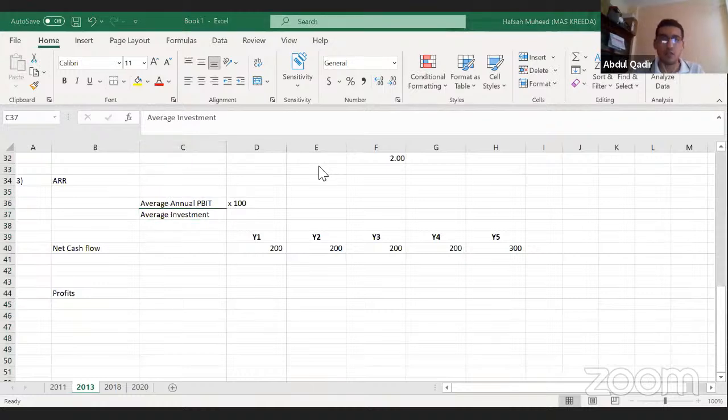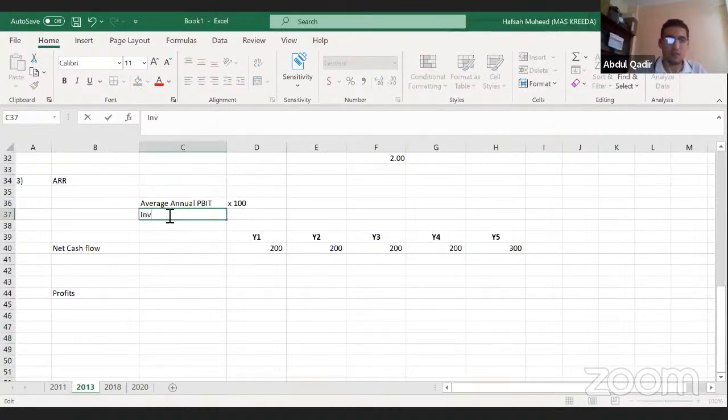There's a question. So ARR is to be calculated on initial investment according to the question. Yeah, so let's look at the question. Now it's based on initial investment. Sorry about it. I didn't see that part. Yeah. So we can go ahead with initial investment, not average investment.